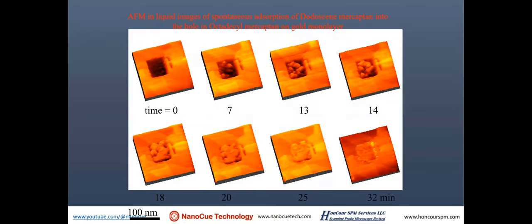Here is a self-assembled monolayer self-assembling reaction. This is called octadecyl mercaptan. It's an 18 carbon self-assembled monolayer. Here we have a nice neat hole. That's because we're using the AFM tip to scratch away part of the sample.